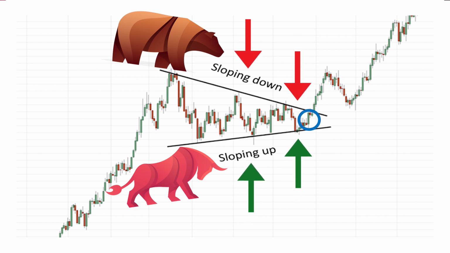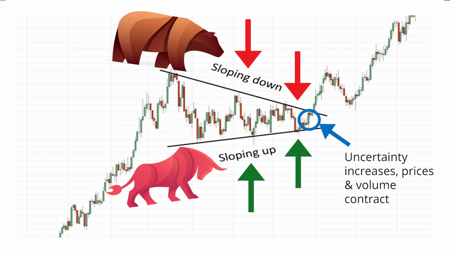As the fight intensifies, uncertainty increases and volume decreases as the range of prices start narrowing, so both bulls and bears choose to wait on the sidelines until the direction becomes clear before jumping in again. That is why once a breakout occurs, price and volume tend to spike as all the buyers and sellers waiting on the sidelines start making their move.